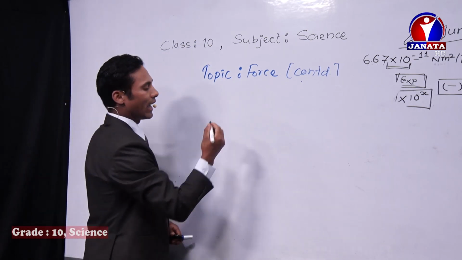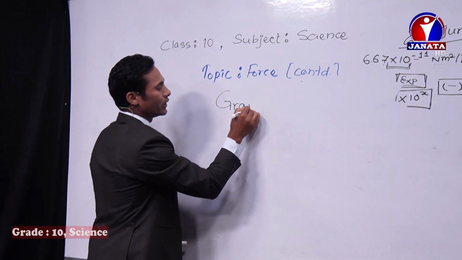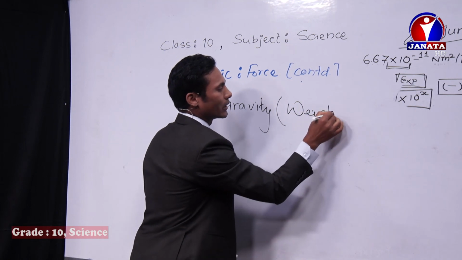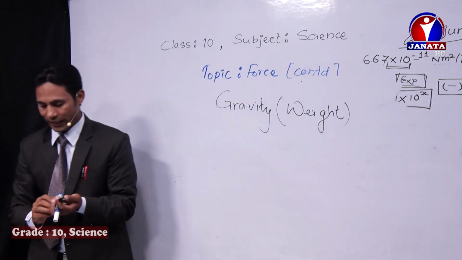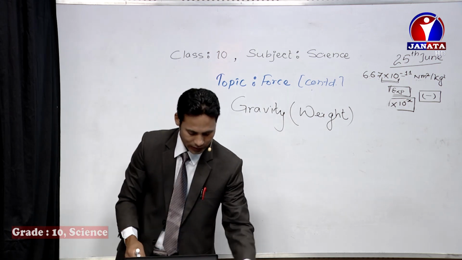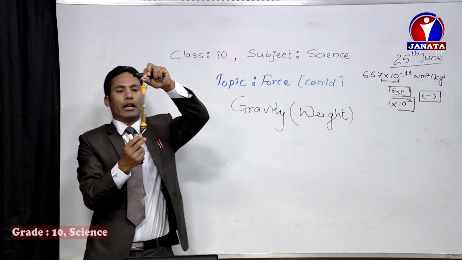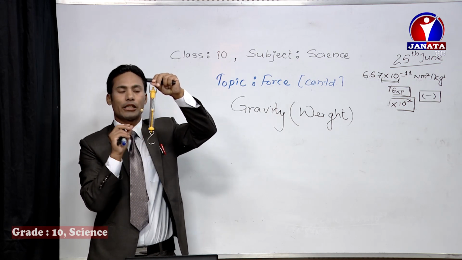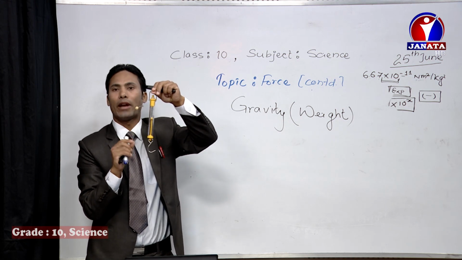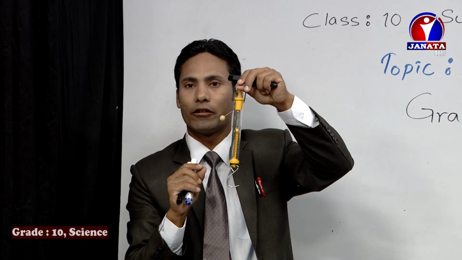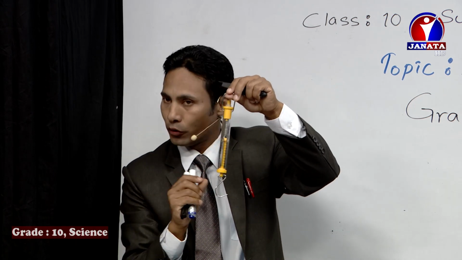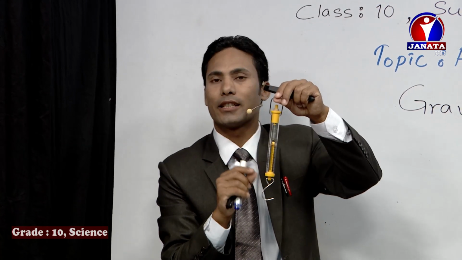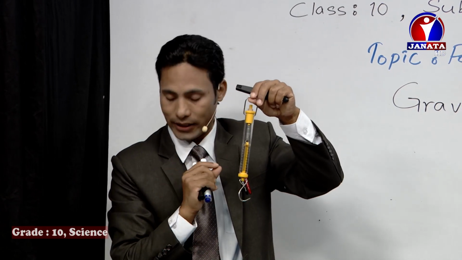Okay, next one is we have gravity. Also, we can say that it is weight. Gravity or weight. Now, what is gravity or weight? So you can see here, this is a spring balance, right? And this spring balance is specially used to measure the weight. In general life, we can use this to measure the mass also, but specifically this one is used to measure the weight of an object, right?